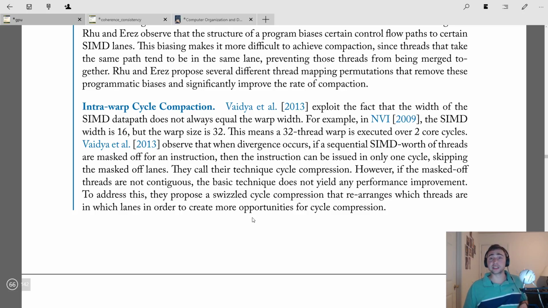So what would you need to do? So similar to as we discussed earlier, you would need some kind of swizzle compression technique to rearrange the threads. So you've got 16 contiguous threads accessing the compute units of the same SIMD width of, say, 16 in this case.